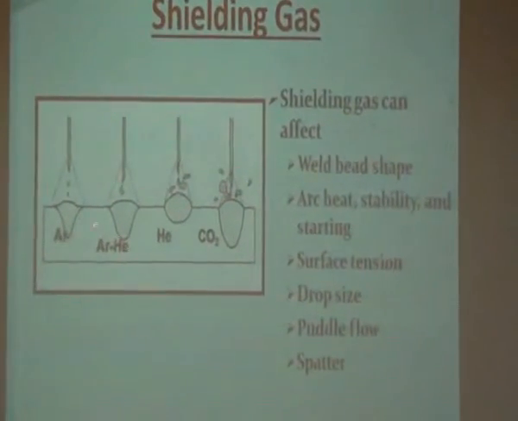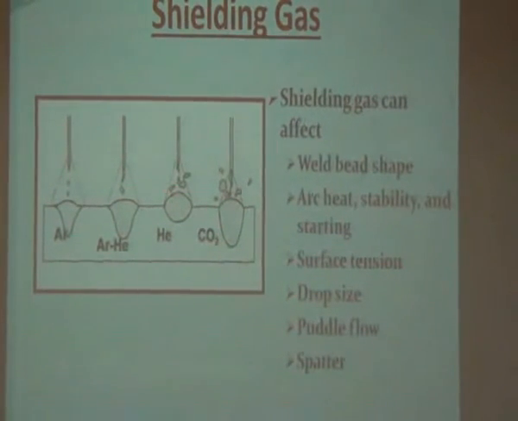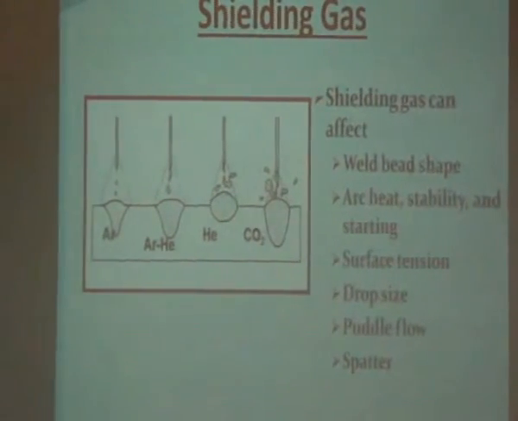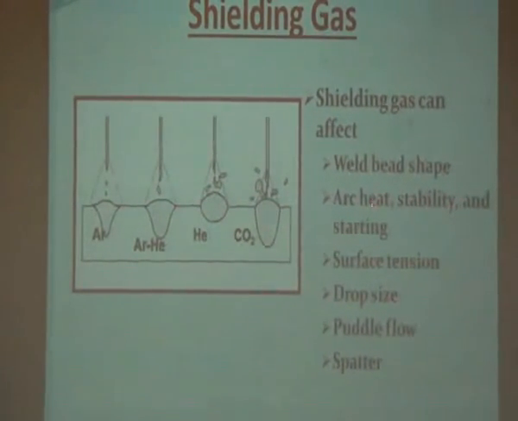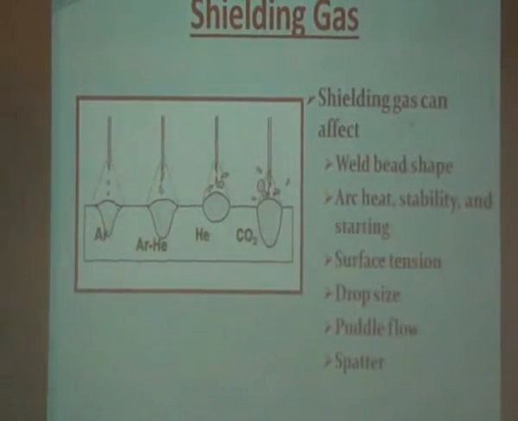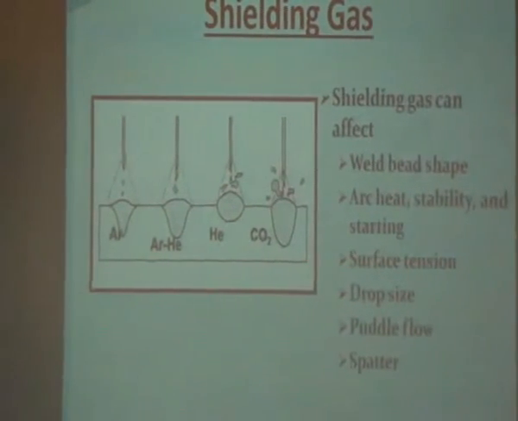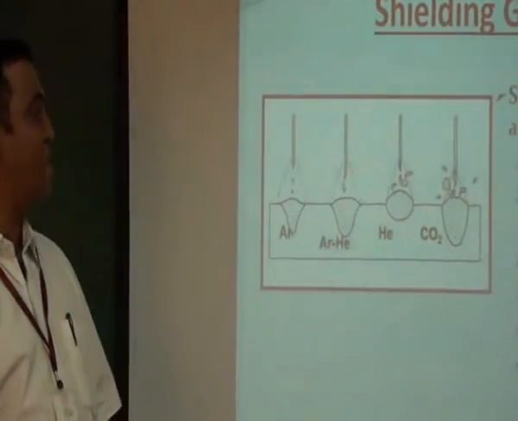Sometimes this inert gas is mixed with other combinations of inert gas, and then you can get a variety of nomenclatures and a variety of weld qualities when you use different welding gases. See, this shielding gas can affect the following things. One is the weld bead shape. Yes, it can affect arc heat, stability and starting, and it can affect the surface tension of the liquid, drop size, puddle flow, and the spatter.